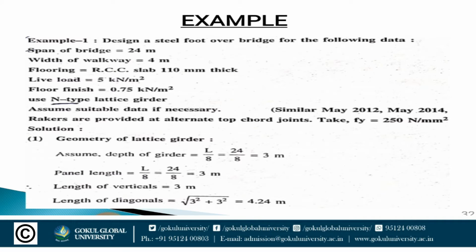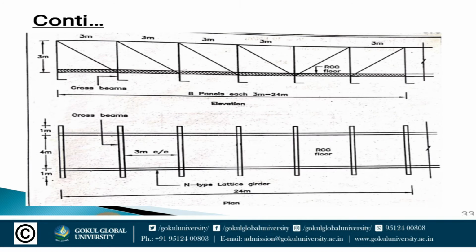It is easy for calculation. Length of vertical member is 3 meter. Length of diagonal member, we identified according to Pythagoras law, under root of 3 square plus 3 square, it is 4.24 meter. This figure gives the elevation and plan of our section.